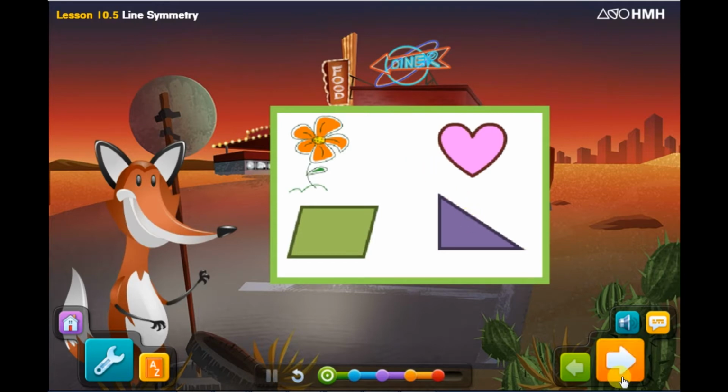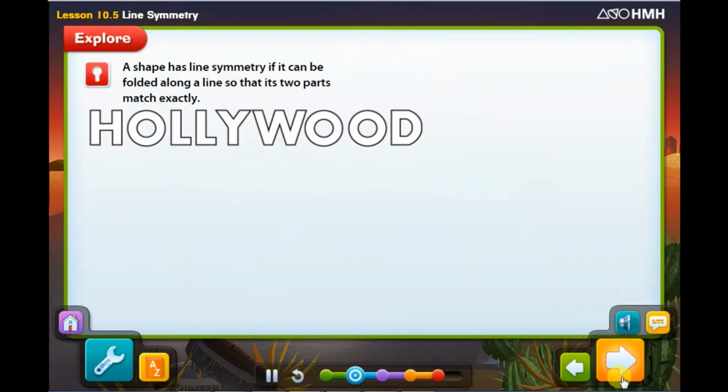Okay. One type of symmetry found in geometric shapes is line symmetry. This sign is in the hills above Hollywood, California. Do any of the letters in the Hollywood sign show line symmetry? A shape has line symmetry if it can be folded along a line so that its two parts match exactly. Which letters in the word Hollywood have line symmetry?